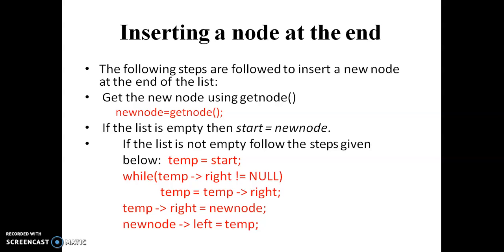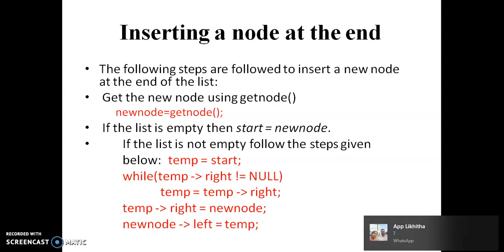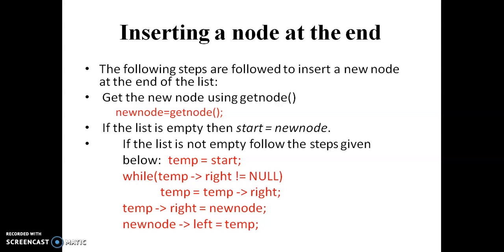Temp is the last node. After that node we are adding the new node, and our new node's left becomes temp, that is, the new node's previous node is temp, the last node. So the last node's right is the new node, that is, the last node's next node is the new node, and the new node's previous is temp, the last node of the linked list. So here also we are updating both right and left pointers.